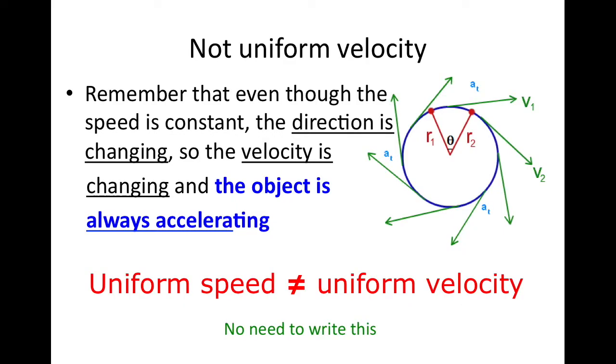One thing to note with velocity is that even though you could have a constant speed, velocity is a vector. That means that it has magnitude and it has direction. Because you are moving in a circular motion, you are constantly changing your direction. Because you are constantly changing your direction, your velocity is changing, and you are continuously accelerating. What this means is that you may have uniform speed, but it does not mean that your velocity is uniform.